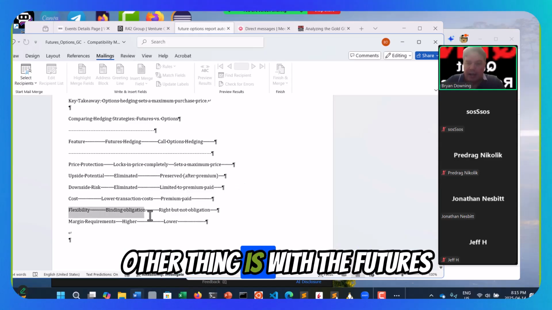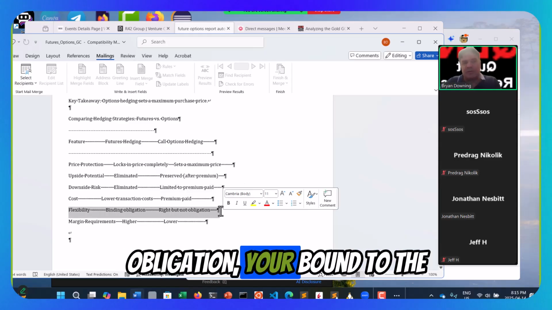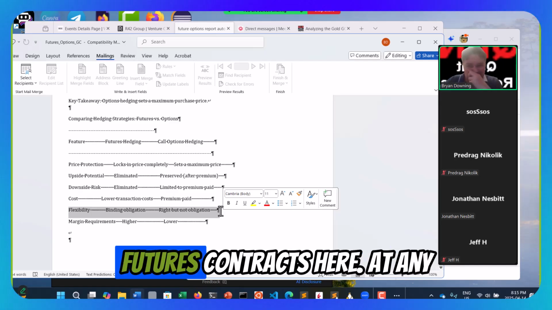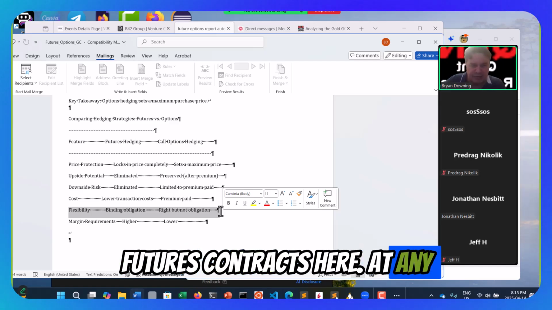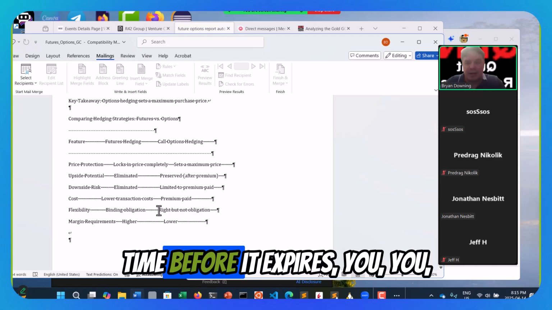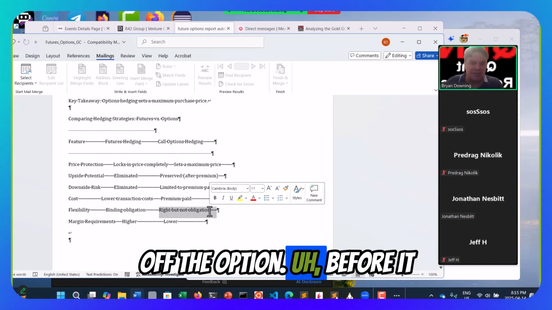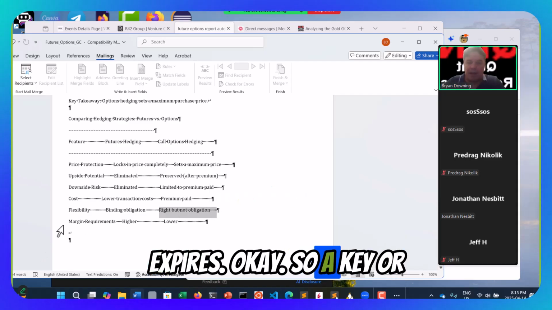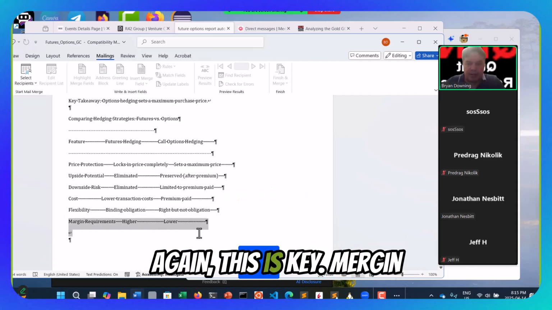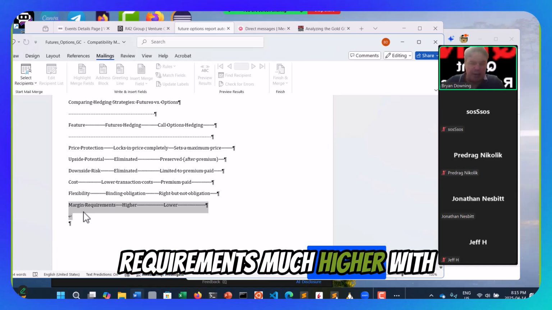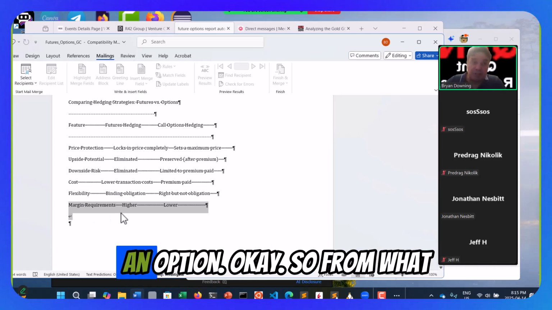The other thing with the futures contract is the obligation: you're bound to the futures contract. Whereas with an option, at any time before it expires, you can buy or sell it off. And this is key: margin requirements are much higher with a future and much lower with an option.